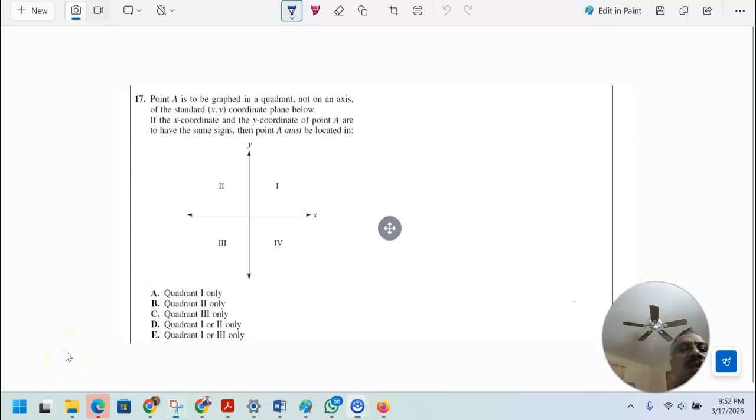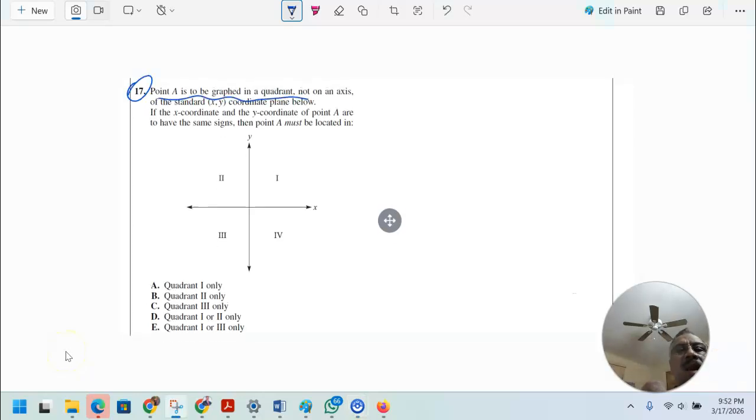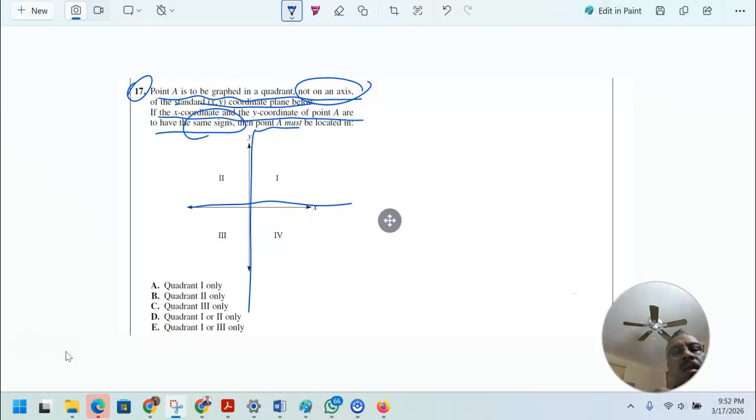Now some questions are so easy. Look at this question. Point A is graphed and not on the axis. That means not here and it's not here. And the question: if the x coordinate and the y coordinate of the point have the same sign, the point must be.